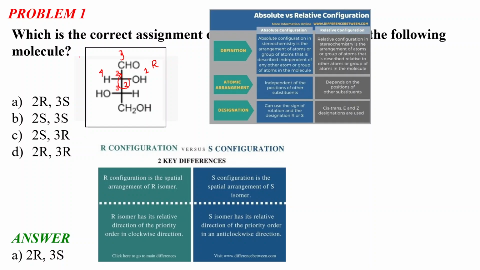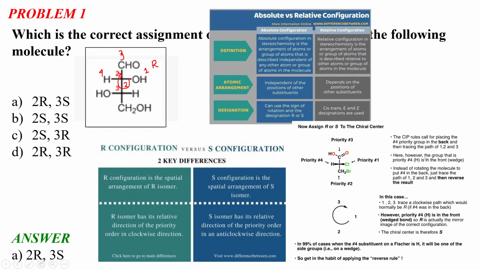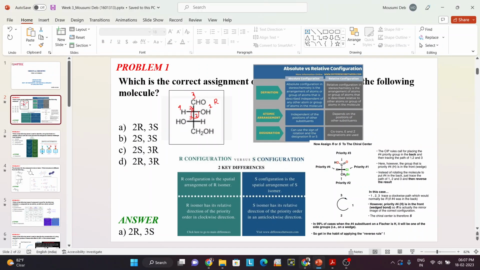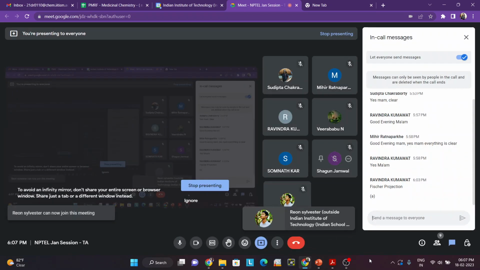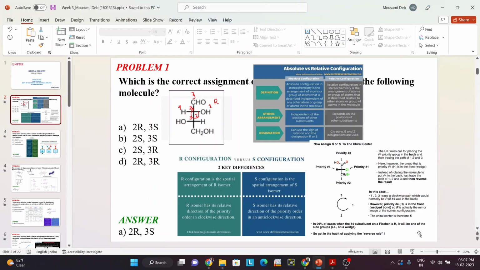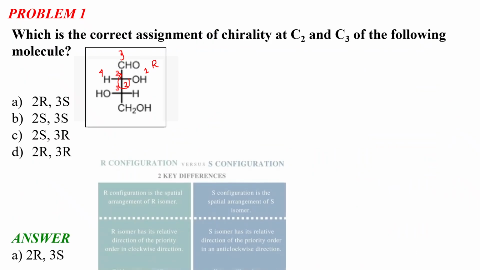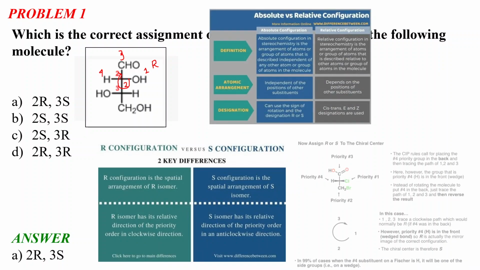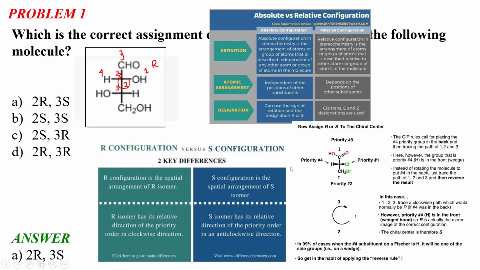Now one more thing about this R and S configuration, which it will be better if I show you first. There is a thing called CIP rules. What are the CIP rules? The CIP rules take care of this, just like I said about the priority. The CIP rules call for placing the number 4 priority group in the back, and then tracing the path of 1, 2, 3.